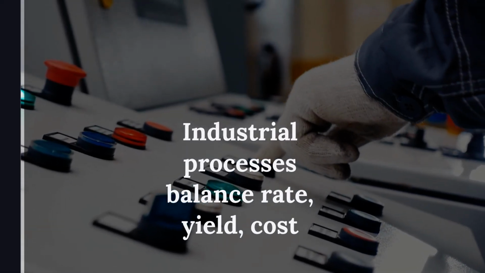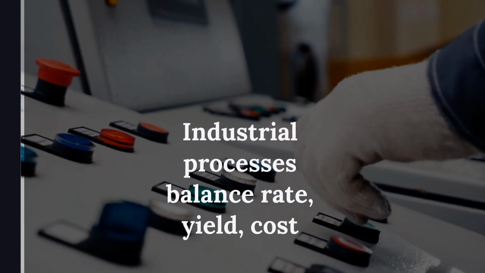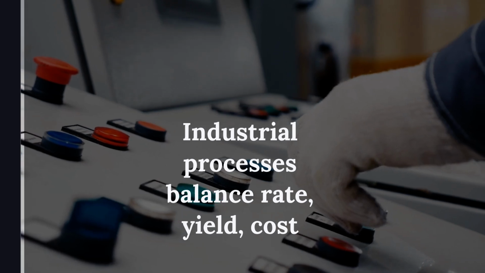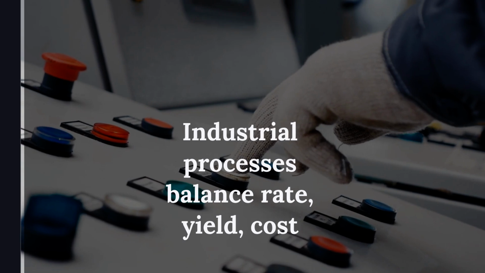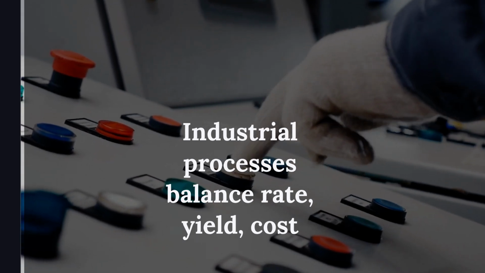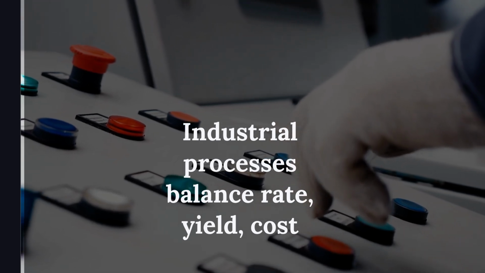Industrial processes require a balance between rate, yield, and cost. The Haber process exemplifies this compromise. Conditions are optimized for efficient ammonia production. Le Chatelier's principle guides these adjustments. It ensures economic viability while maximizing output.